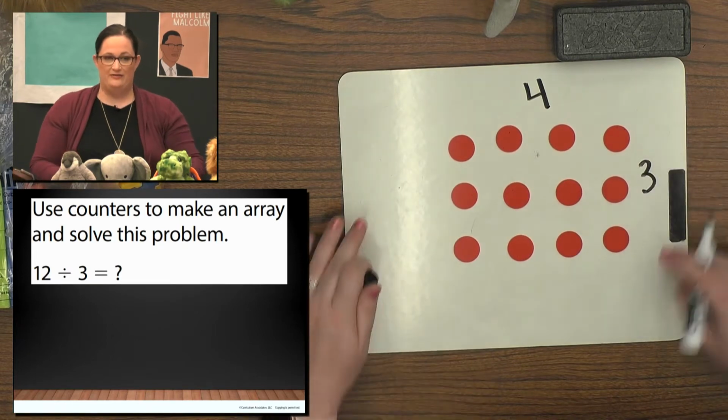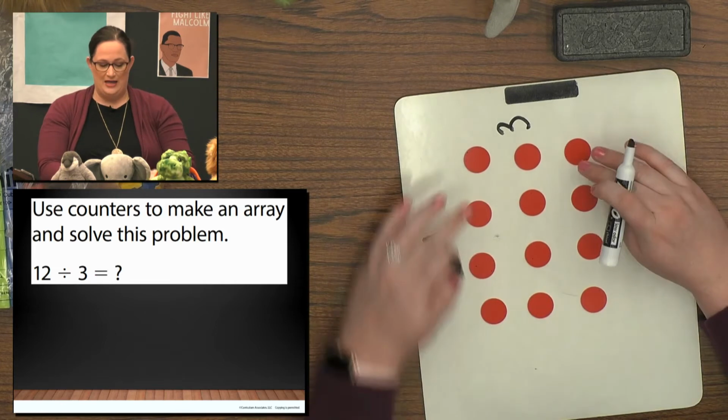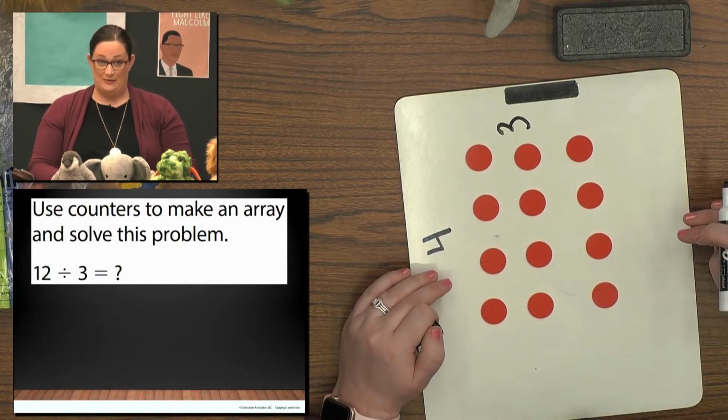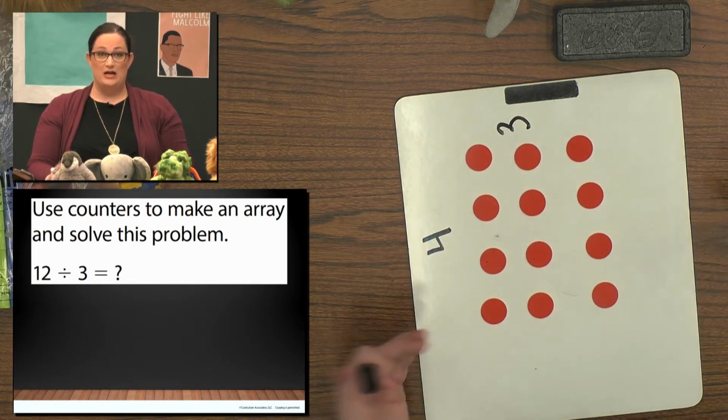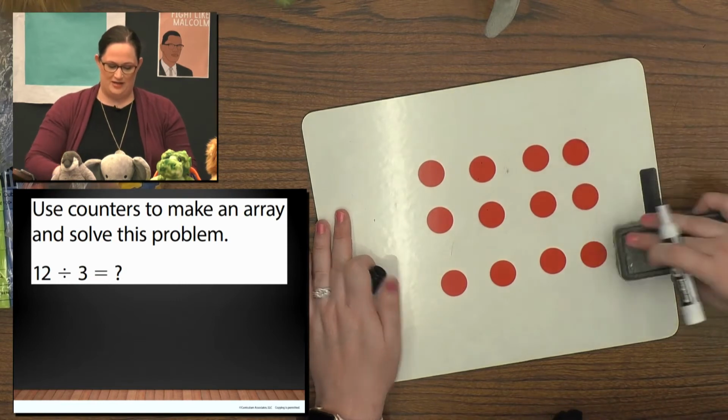But what would happen if I did it differently? What if I decided to take my 12 and put it into groups of 3? Then I would find that I have how many groups? 4. Either way is correct. Awesome job. Go ahead and reset your board.